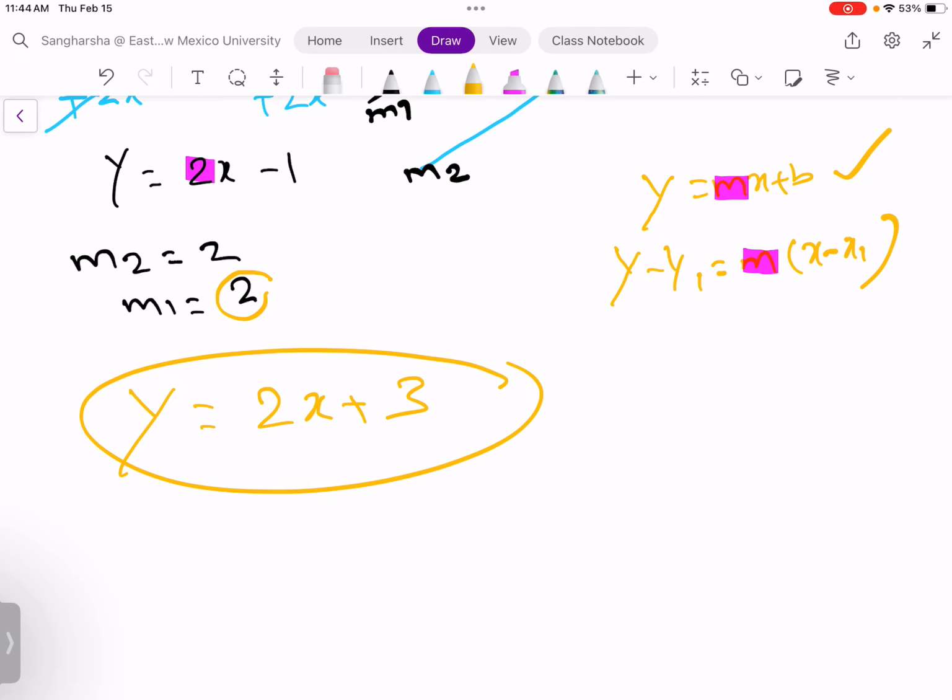Now I want you to practice one pretty similar to this example and the previous one. And the remaining we'll do in our next session.